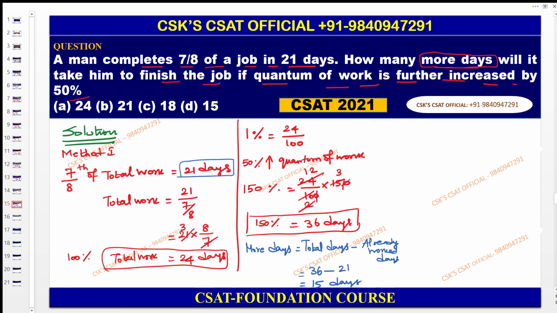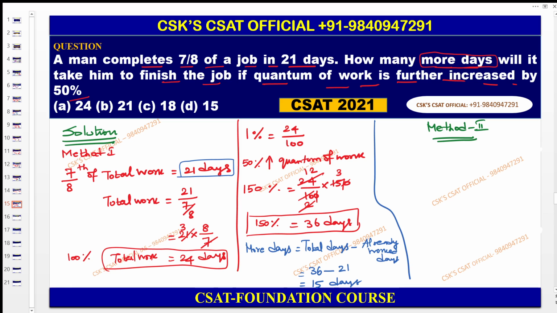Done now. Okay, fine. Now method 2 I will teach you here. Listen. Simple here. So now 7 by 8, which means out of 8 units of the job, he has completed 7 units in 21 days. So like this you can calculate.